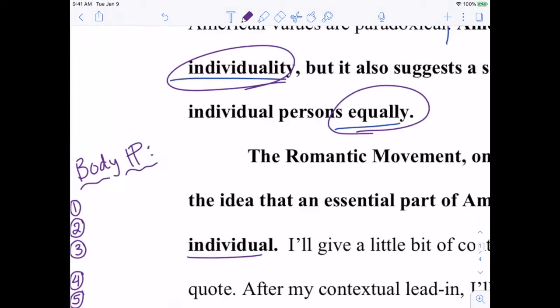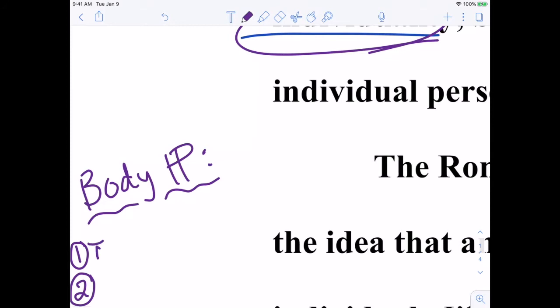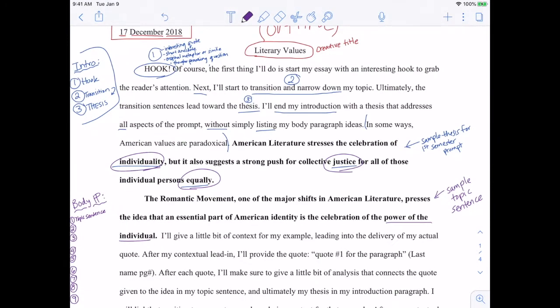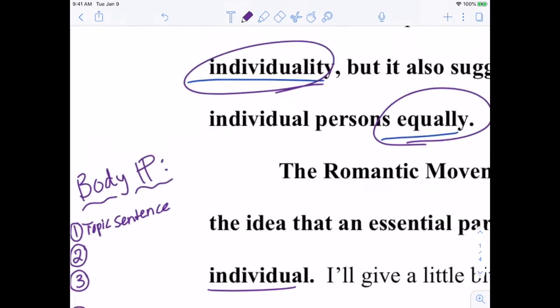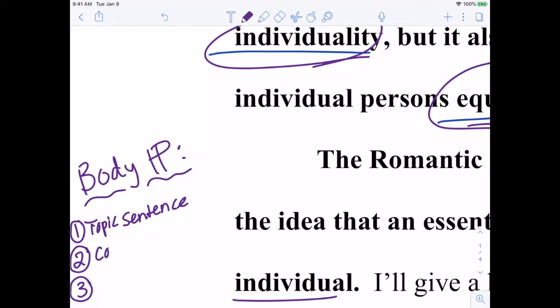The first thing you need to have is your topic sentence. Okay. Then it says, I'll give a little bit of context for my example. So that's the second thing we need to see, leading into the delivery of my actual quote. So the second thing I need to see in your paragraph is context.